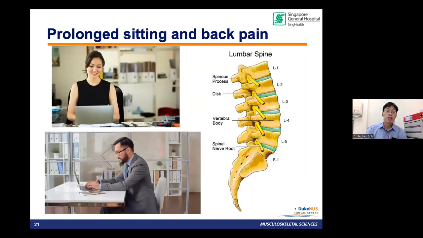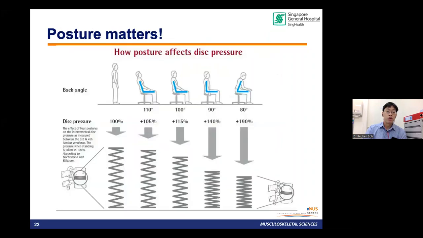Prolonged sitting actually loads the spine, particularly the disc, which you see here in the lumbar spine. This is something interesting for all those who have engineering interests. You can see that when you stand, the load is about 100%, but when you sit at 90 degrees it is about 140%. That's already more than normal. And if you lean forward, that's even worse. There's even more loading of the disc. As a result, there's increased pressure, and over time, the spine develops some wear and tear from this increased pressure.